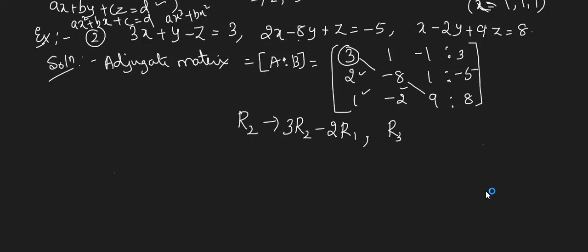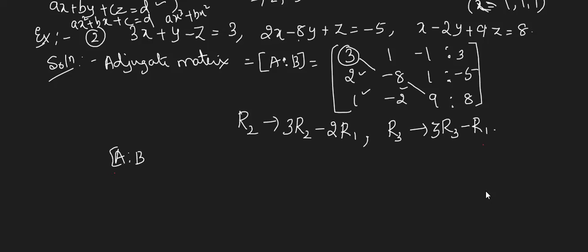Tell me the R3 operation. R3 minus, you want to reduce 1 as 0 with the help of 3. This 3 is lying in R1. Hope it is clear? Nothing much. That's why I told you while studying about the rank, if you once understand how to reduce it, that is very useful. Let us apply.